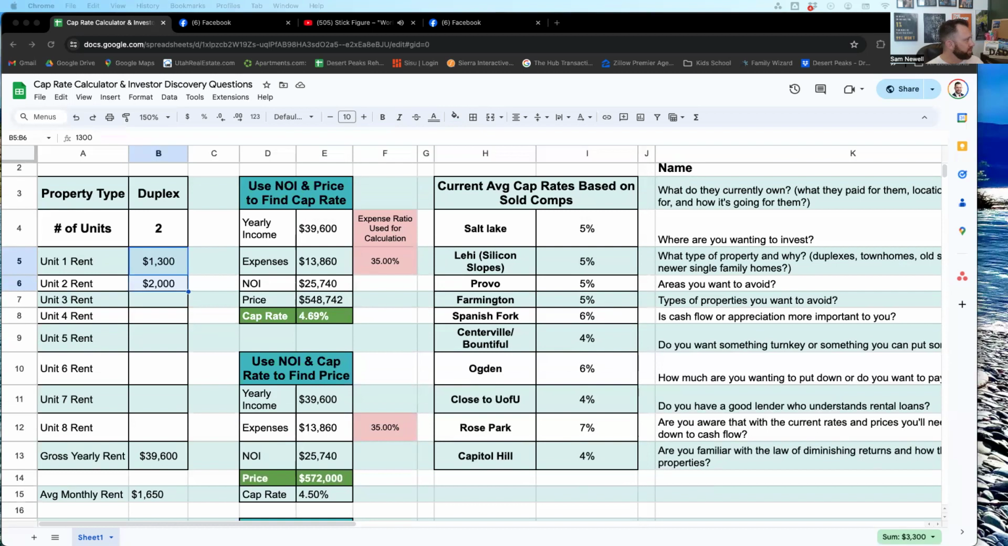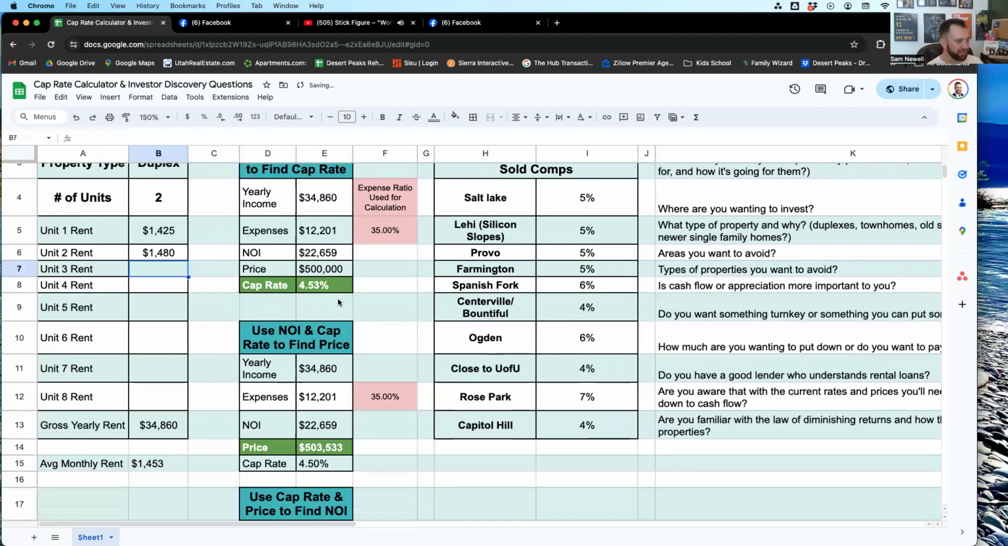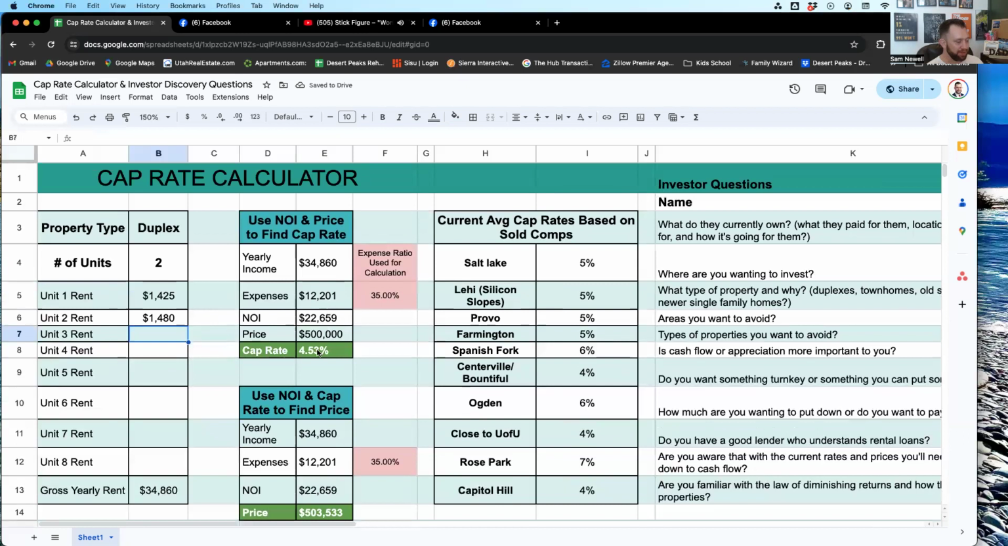Okay, so this property sold. So obviously we love solds because that gives us a lot better idea. They were asking $595, but they sold for $500. So I'm going to punch in 500 right here. And then they were rented for $1,425 and $1,480. Okay, so they sold at a 4.53 cap rate. Again, my assumption is at 35% expense ratio. So that's not bad. That's actually pretty common of, I would say, this market that these properties are in.